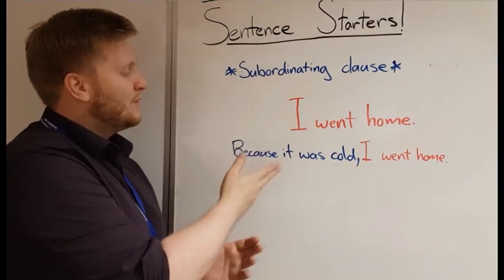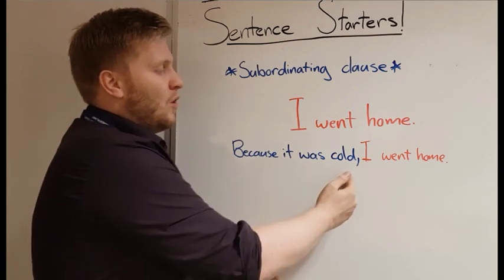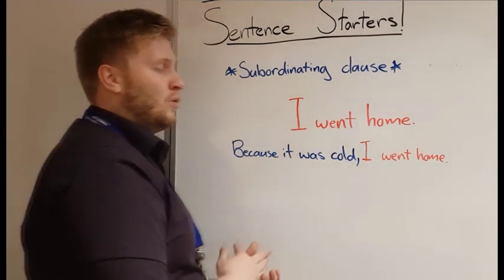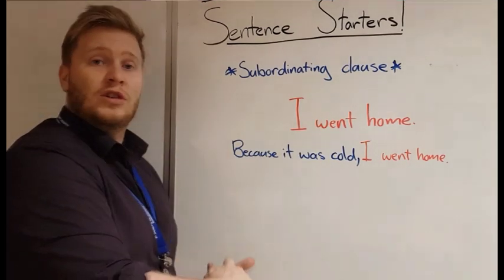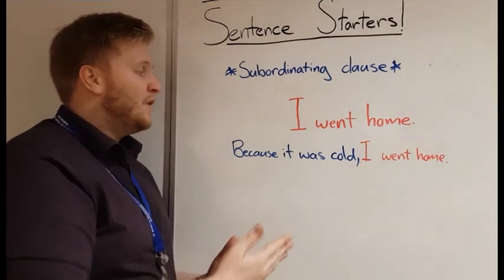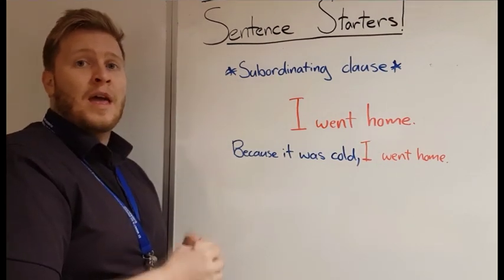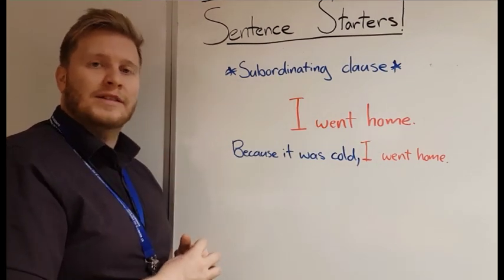Okay, so we can start our sentences with a subordinating clause. We could use other ones. So, because it was cold, I went home. Although I didn't want to, I went home. As I was finished my work, I went home. Lots of different ways to start the sentence there. Let's look at our next way to start a sentence.